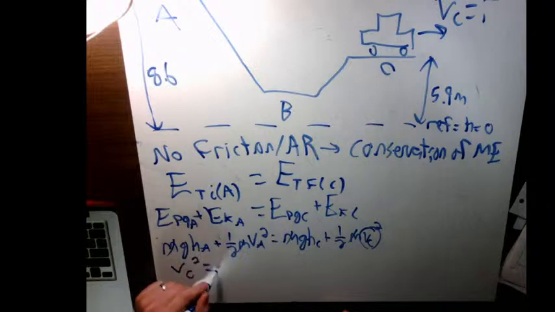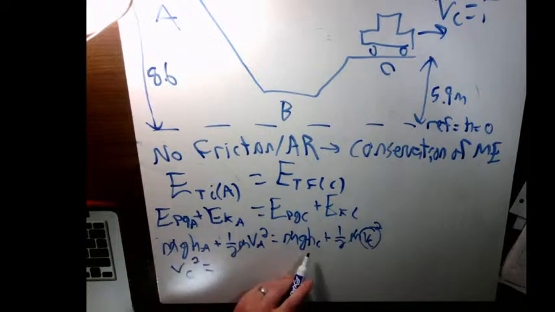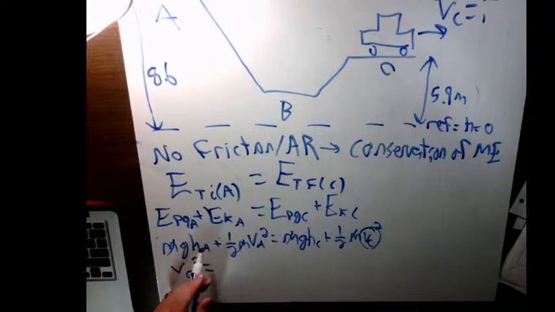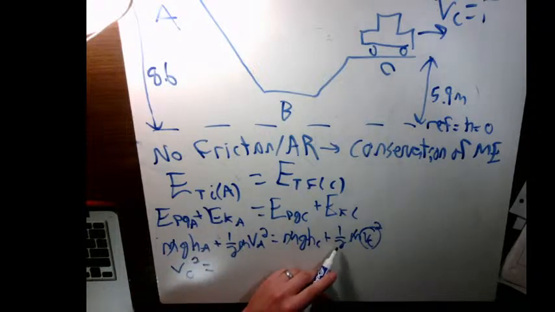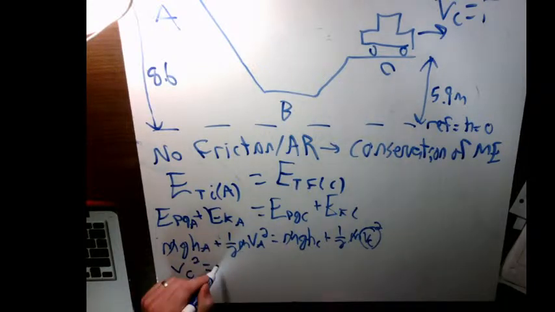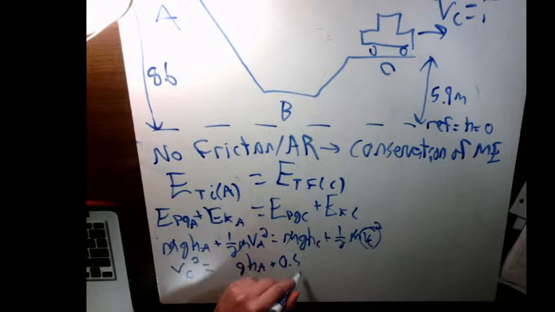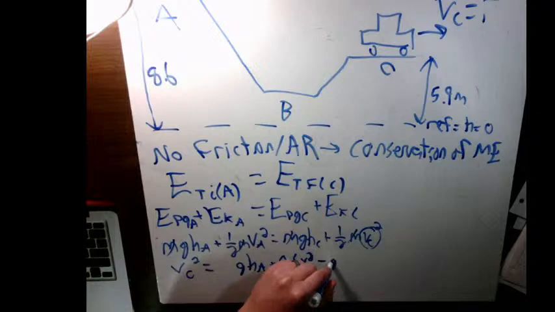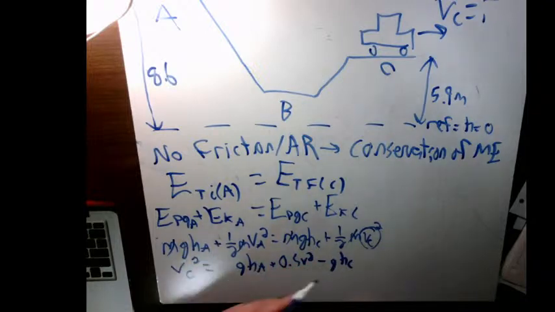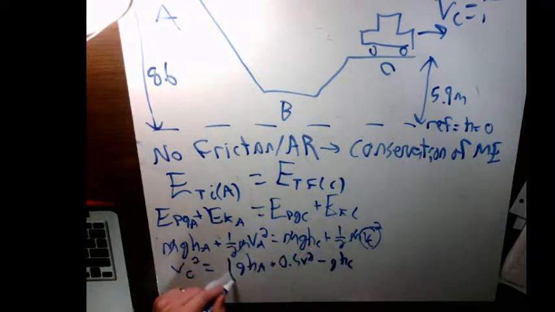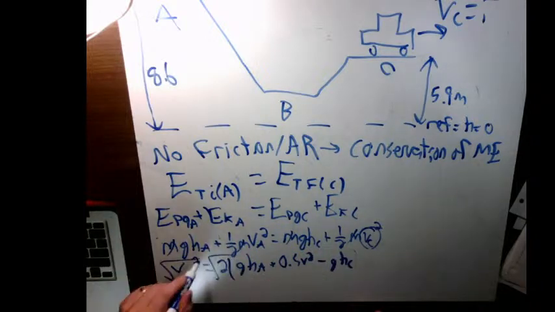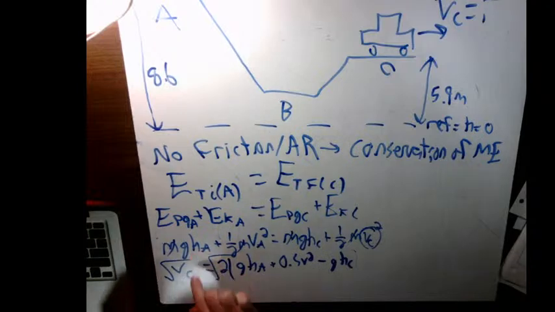VC squared, we're going to subtract GHC from this side, and then we're going to get rid of the half by multiplying by 2. So we have GHA plus half V squared minus GHC. And we need to multiply by 2 everything, and we need to take the square root to get rid of that squared.